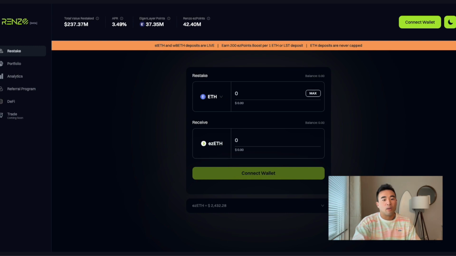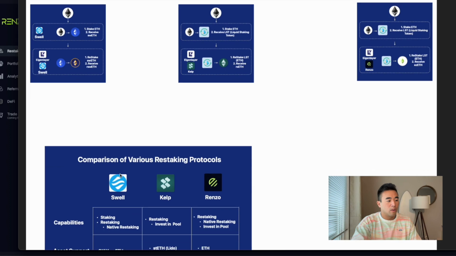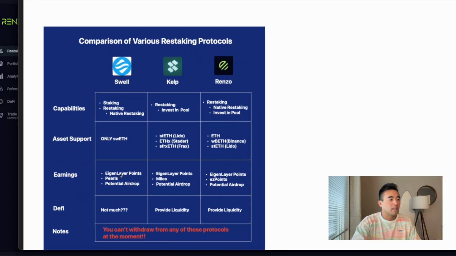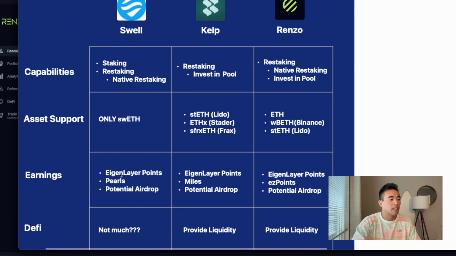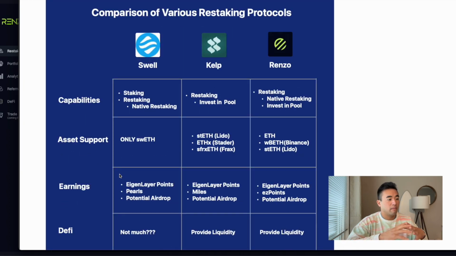Now, what is the difference between these folks? Why are there so many things competing to do the same thing? Why do they seem very similar? Let's come down here and see a comparison of the various restaking protocols. They're all allowing you to restake, and they all have different capabilities.